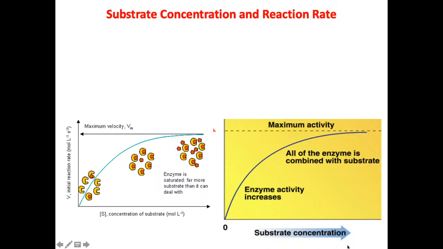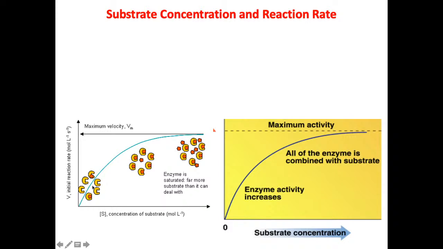So here we can see that substrate concentration and reaction rate. So on the left hand side, we can see the maximum velocity, that is V initial reaction rate with a mole per liter per second. So, and on the bottom is the concentration substrate, mole per liter.